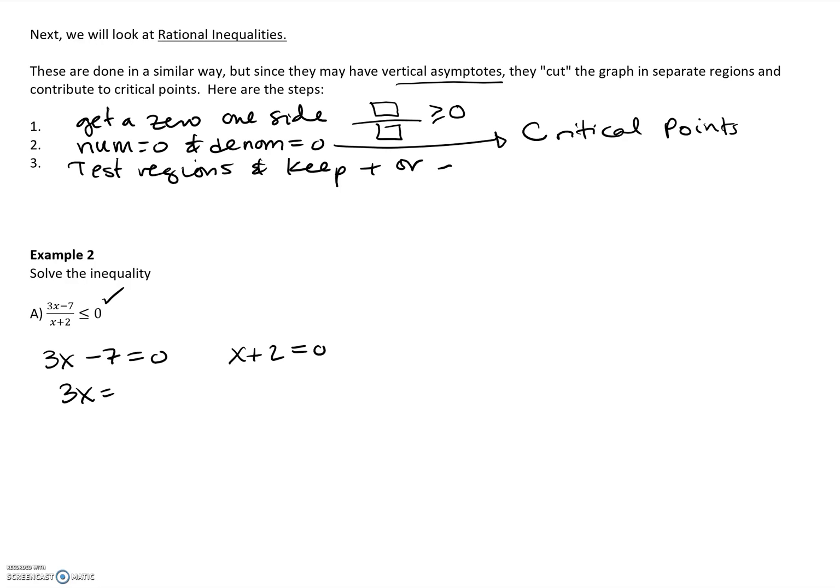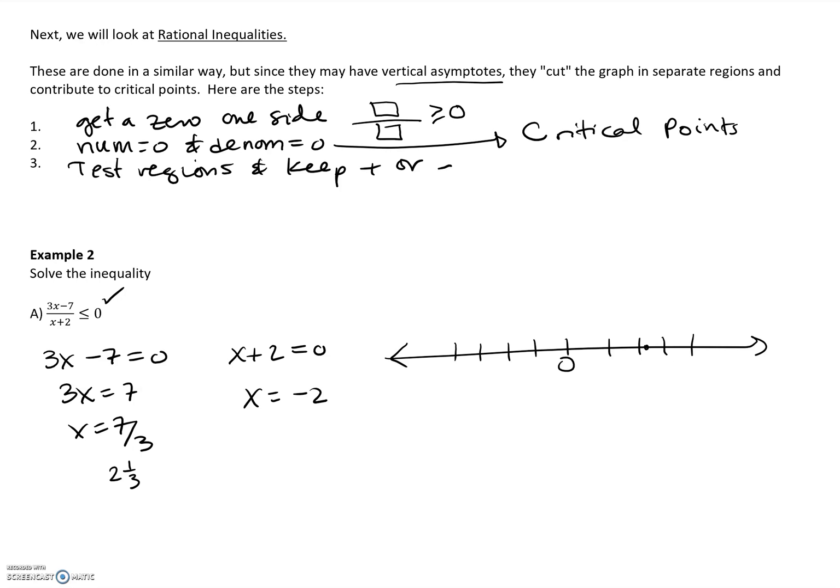So this one is going to give me 7/3, and this one's going to give me -2. So I go to my real line and I mark those: 1, 2, 3, 4, 1, 2, 3, 4. So I've got 7/3 a little bit to the right of 2. That's like 2 1/3. And then -2 is here. And now we're going to go test the 3 regions the way we did with polynomials.